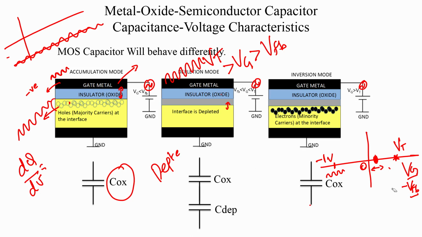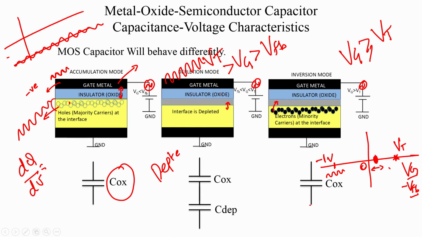Okay. And what about the inversion mode? Inversion mode operation. So, if my Vg becomes greater than or equal to Vt, you have a lot of electrons in the interface. So, electrons have appeared at the interface.